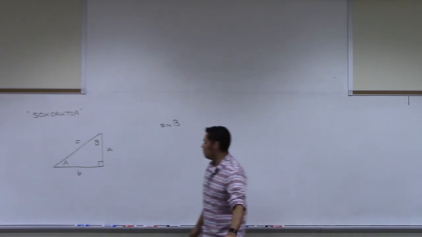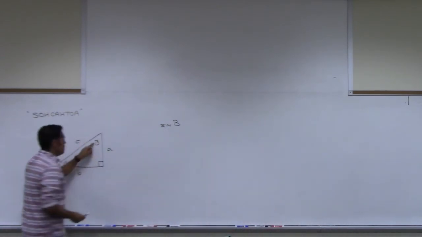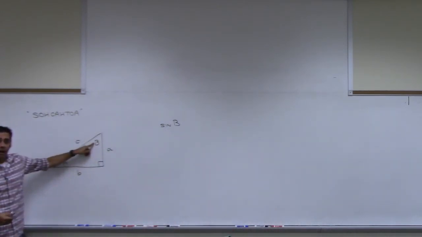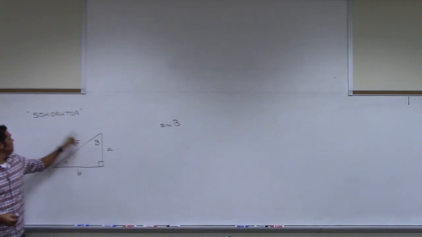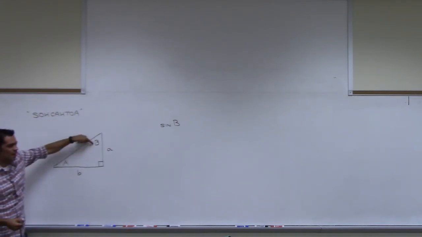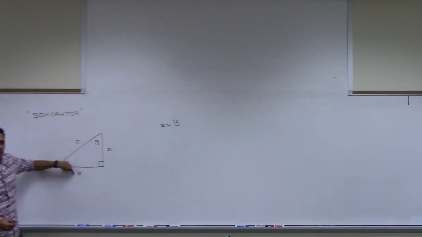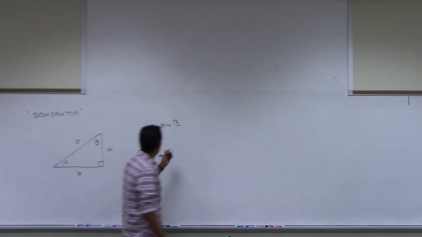B over C? B over C. So you're looking at B, and you're looking at opposite over hypotenuse, right? Sine is opposite. So the side opposite of B is little b over the hypotenuse, which is C. So this would be B over C.